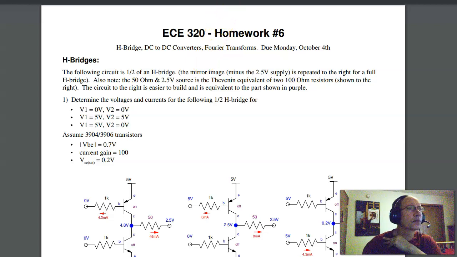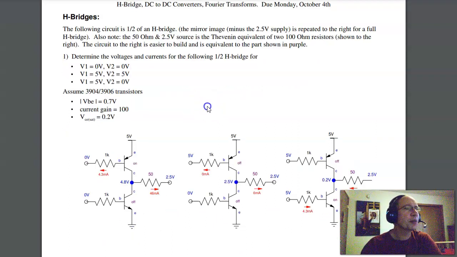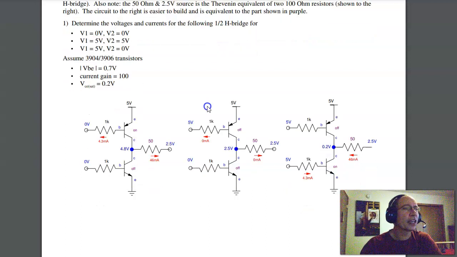Solution to homework number 6 for ECE 320. This covers H-bridges, DC to DC converters, and Fourier transforms. Now the first problem is a half H-bridge. Calculate the voltages when I have 0, 0, 5, 0, and 5, 5 volts applied to this half H-bridge.